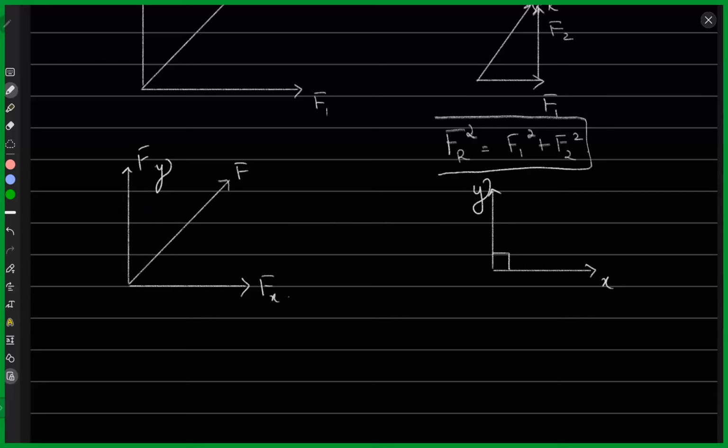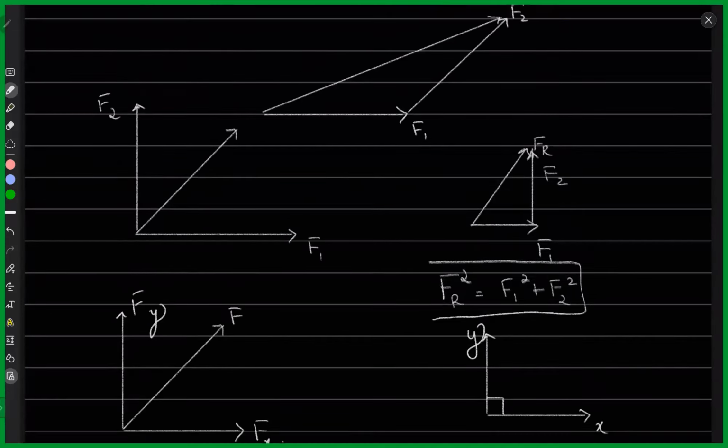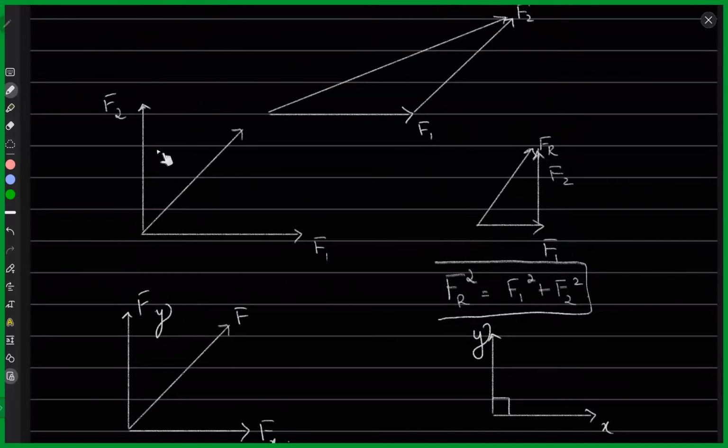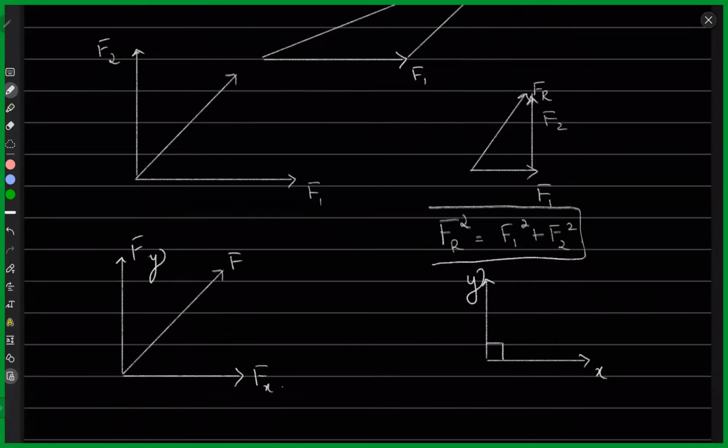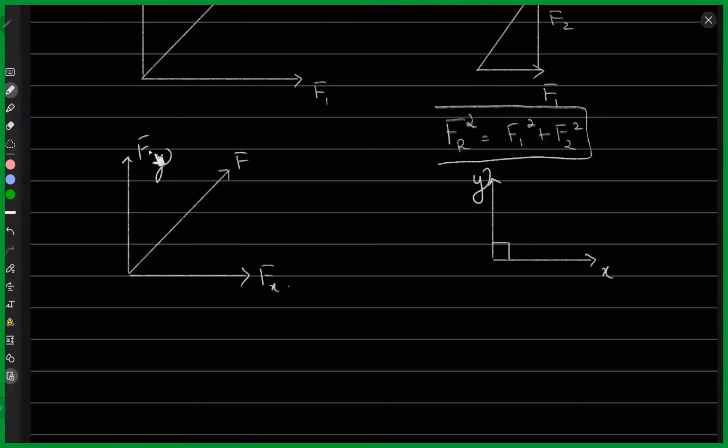So again, if you think about it, if I were to add Fx and Fy, the resultant would be this thing. So first we did this thing where we took the two different components and added them together to form a resultant component. Now I'm breaking down the resultant component into its components and saying that this is Fx and this is Fy. All right.